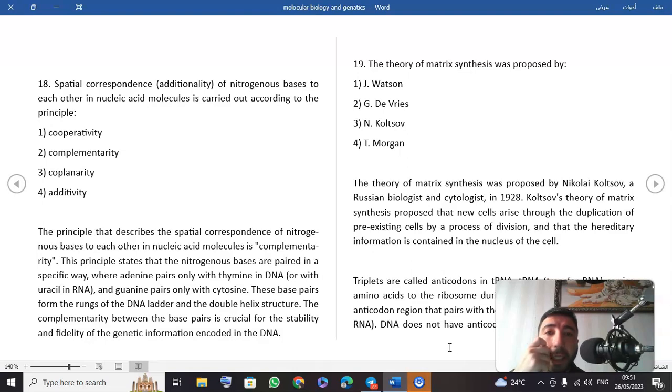Number 19, the theory of matrix synthesis was proposed by, it will be number 3, Nikolai Koltsov, who is a Russian biologist and cytologist. It was in 1928.